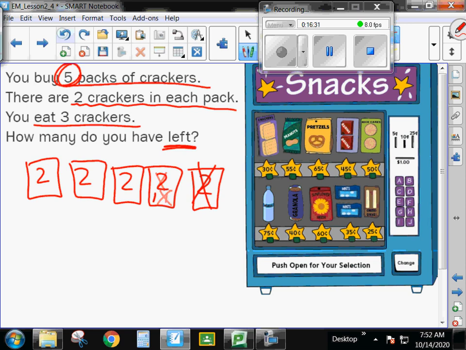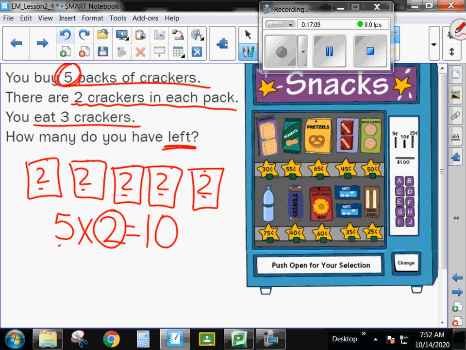Right. I want you to look at the math that you did. If I asked you to write a number model for everything you did in this problem, what did I do first when I started solving this problem or drawing this picture? First, I drew 5 groups of 2. Right? That's a multiplication problem. When I'm adding the same number over and over again, that's repeated addition or multiplication. So 5 groups of 2, well, if you count that, 2, 4, 6, 8, 10, or I know that 5 times 2, I can also just count by 5s, 2 times 5, 10. So I have 10 crackers.